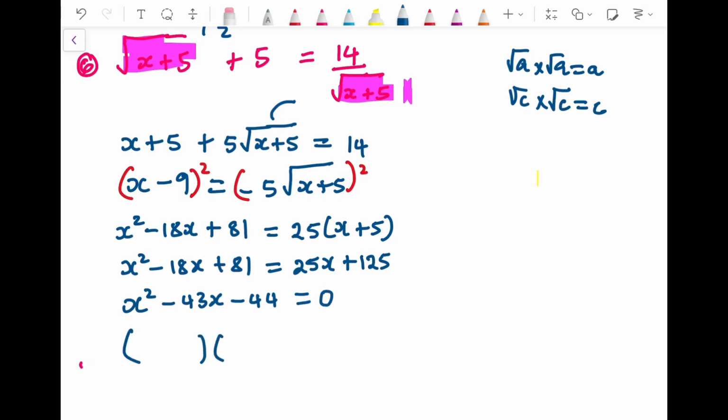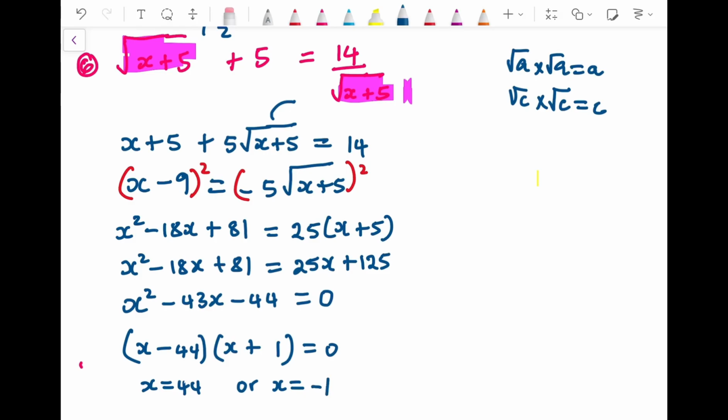And then now we are looking for factors of 44 that I will subtract and get 43. It is 44 and 1. So this is minus, this is plus, is equal to 0. And then again, we are going to have x is equal to 44 or x is equal to, not 1, here we get x is equal to minus 1.